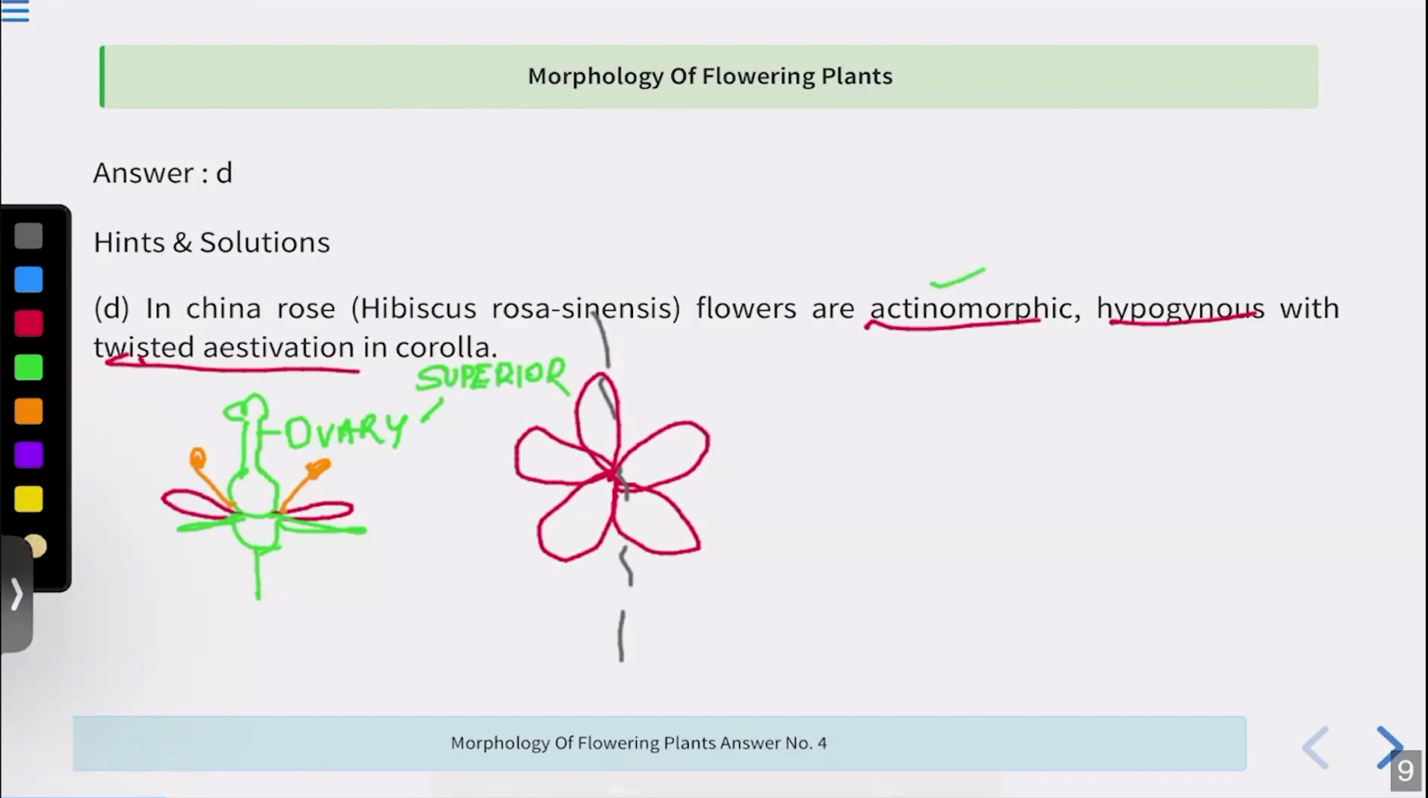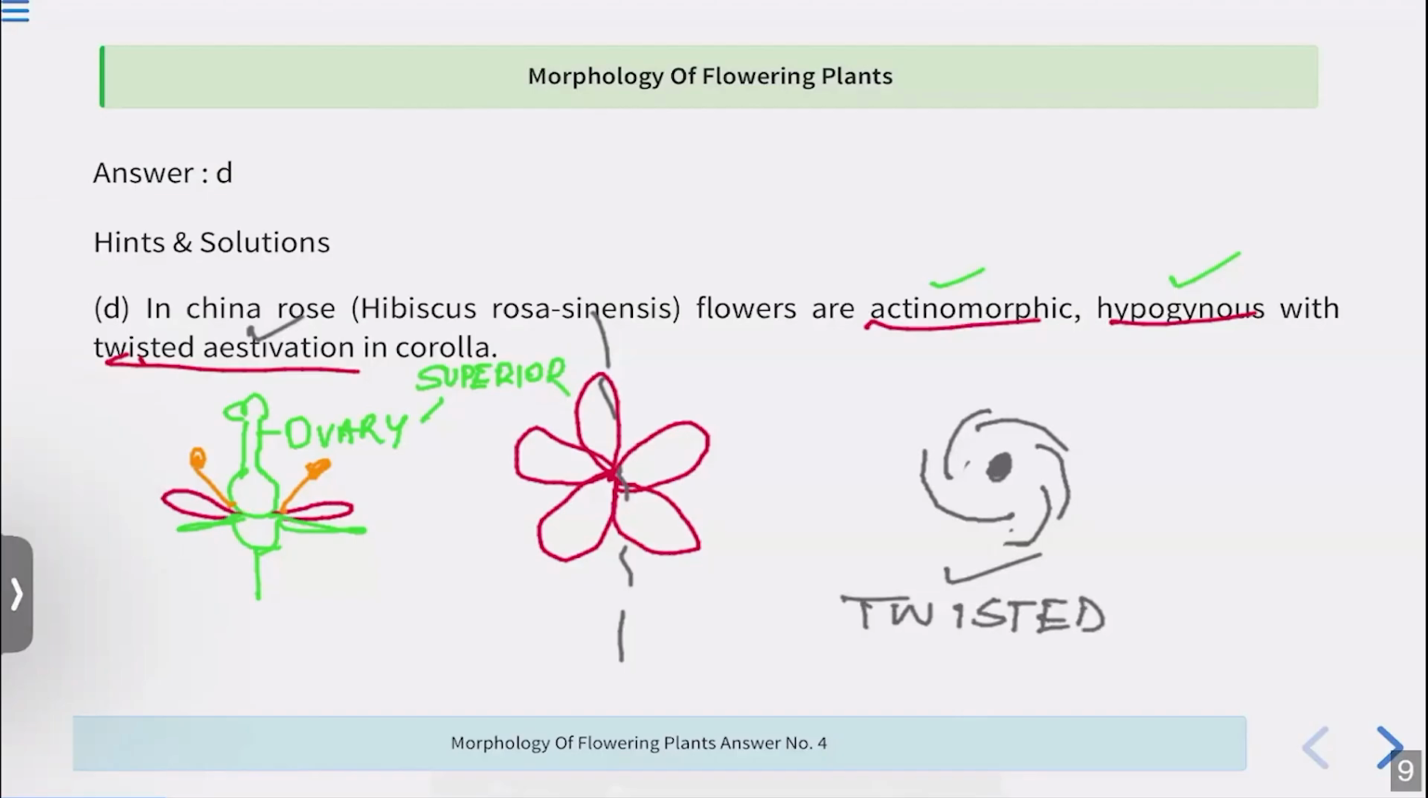That is called hypogynous. Twisted aestivation, very easy. The petals of the flower are kind of twisted like this. Okay, so this is the central part. The petals are twisted like that, a little bit. It looks something like this. Okay, this is twisted. All right. Okay, so now we'll move to the next question.